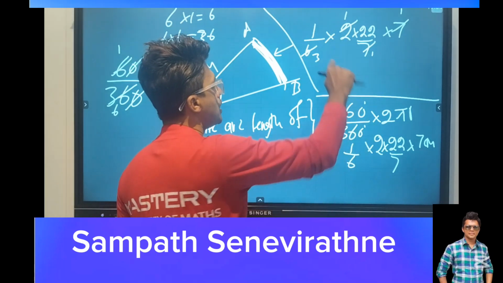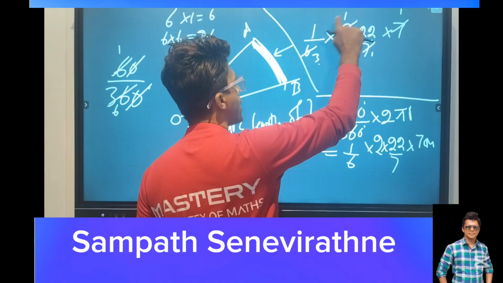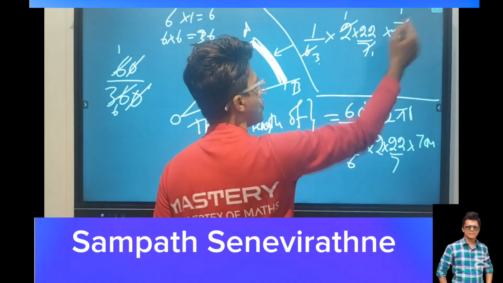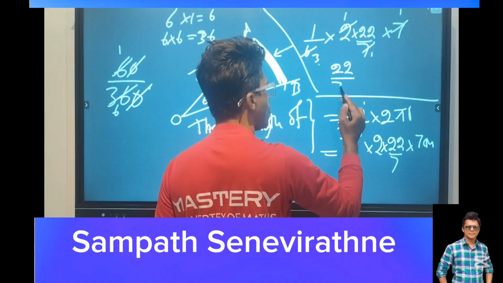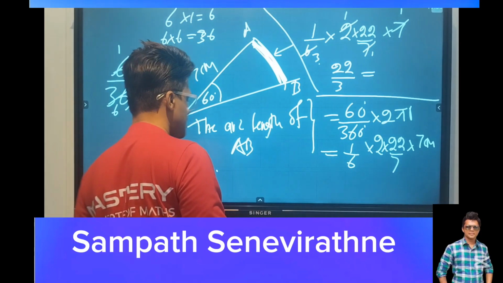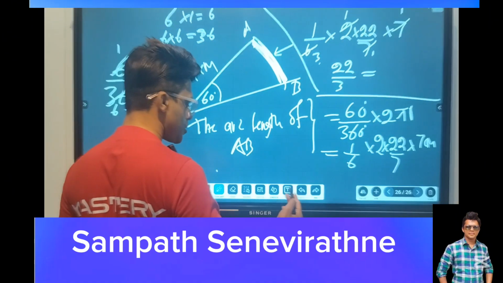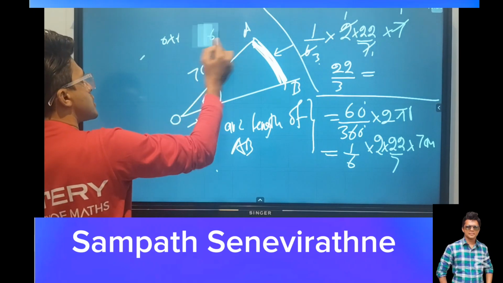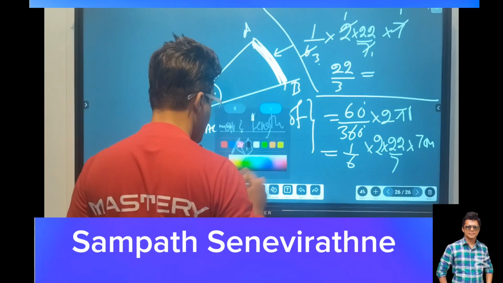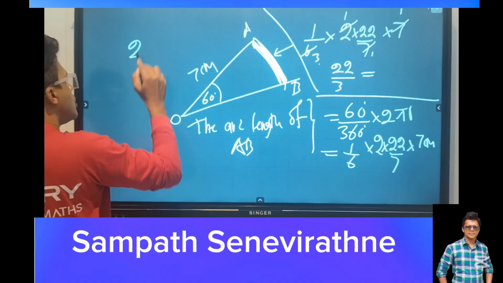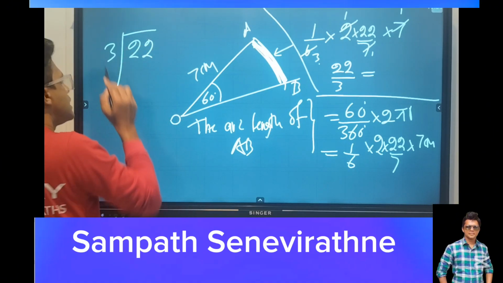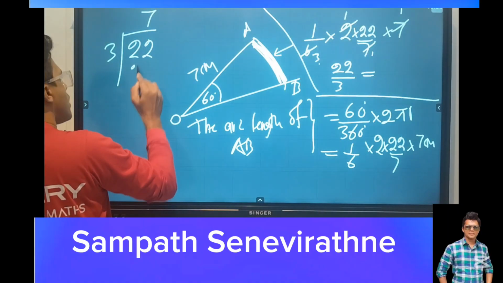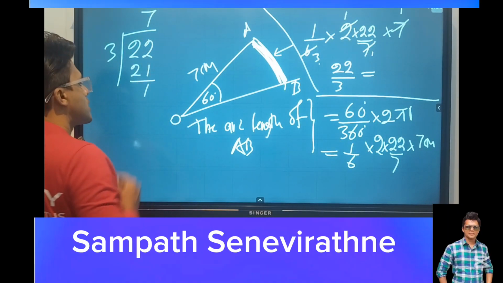Right now you could see in the denominator 3 and 1. Here 1 into 1 is 1, 1 into 22 is 22, 22 into 1 is 22. 22 over 3. This fraction can be divided: 22 divided by 3. In 22, how many 3 times? 3 times 7 is 21. Then 22 minus 21 is 1.